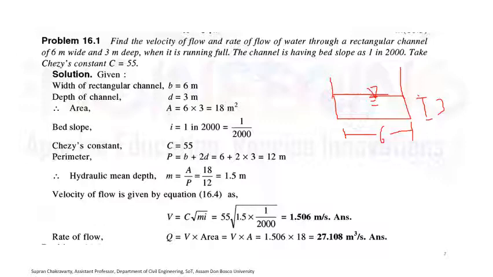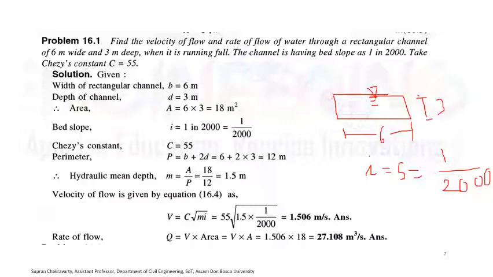When it is running full, so we will say that this is running full. So the full depth of 3 meter, there is water. The channel is having a bed slope of 1 in 2000. So this S is equal to 1 by 2000.